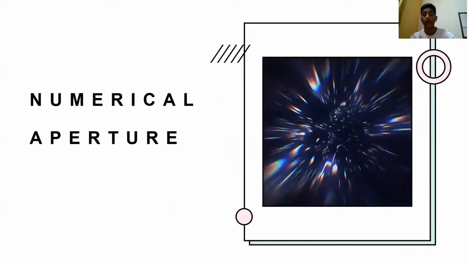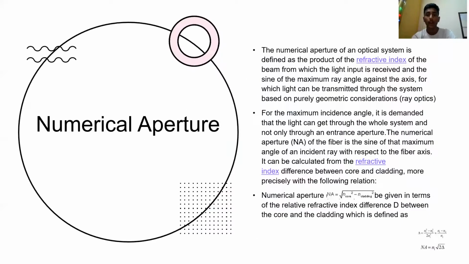Now we're going to talk about something important: the term numerical aperture. The numerical aperture of an optical system is defined as the product of the refractive index of the medium from which the light input is received and the sine of the maximum ray angle against the axis for which light can be transmitted through the system, based on purely geometric considerations. For the maximum incidence angle, it is demanded that the light can get through the whole system and not only through an entrance aperture. The numerical aperture, or NA, of the fiber is the sine of the maximum angle of an incident ray with respect to the fiber axis. It can be calculated from the refractive index difference between the core and the cladding, more precisely with the following relation: NA equals the square root of n core squared minus n cladding squared.